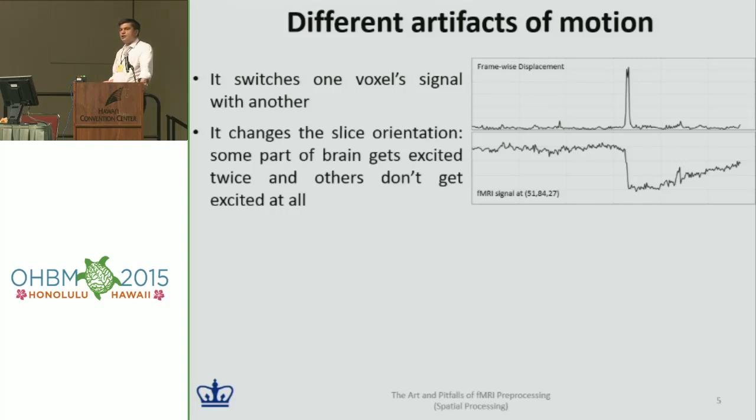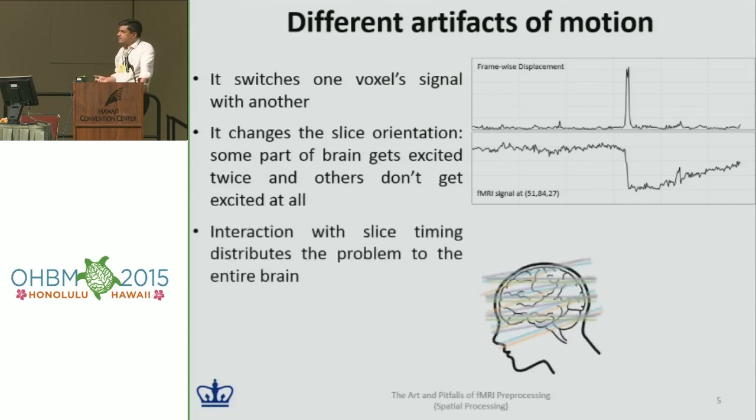When the subject changes or rotates his head, the slice that we're acquiring is going to stay the same. So when the subject moves his head, the slice orientation is going to change, as you can see here. Like if you were acquiring the slice in a horizontal fashion, when the subject's head is moving, the slice orientation is going to change.